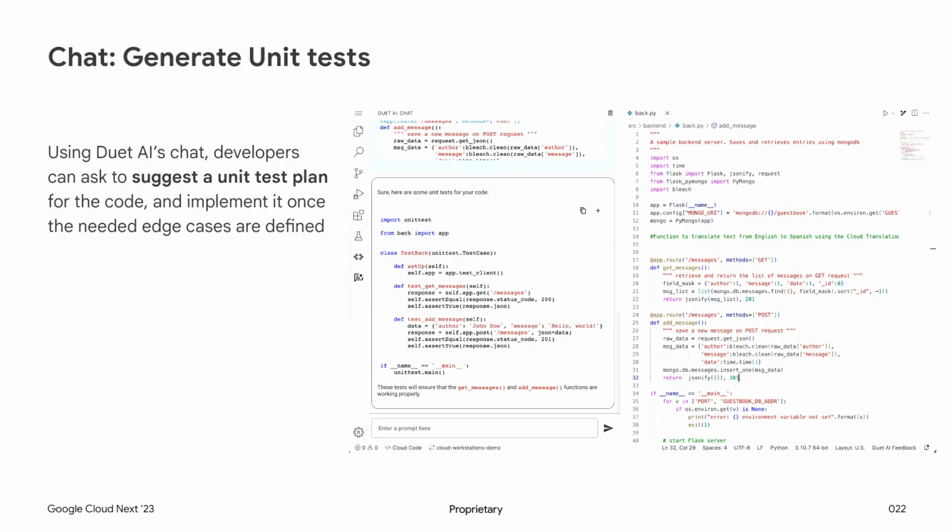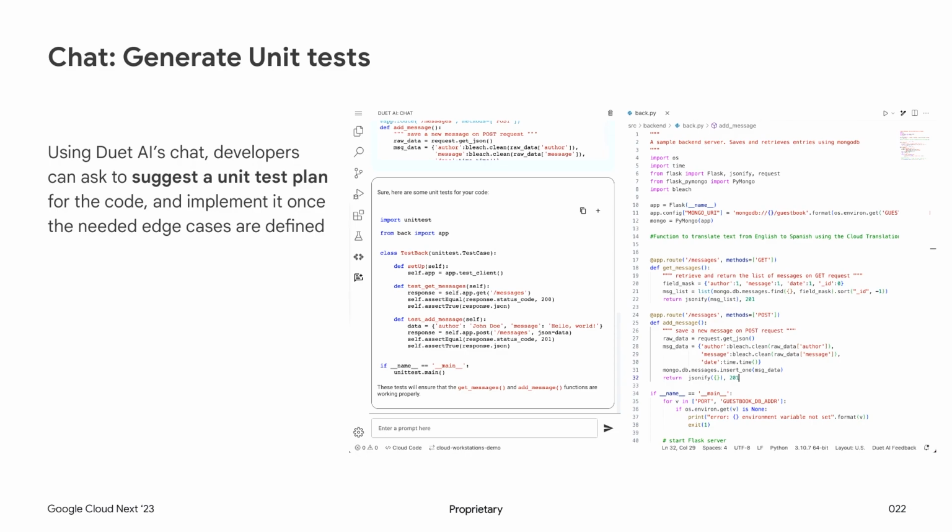And with unit test generation, Duet can create a unit test plan for you, and if you provide the requisite edge cases, it can even implement it for you. And where this obviously helps is that writing unit tests is cumbersome and time consuming, but having proper coverage of your code is important.